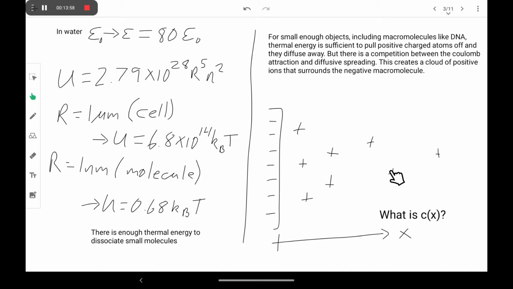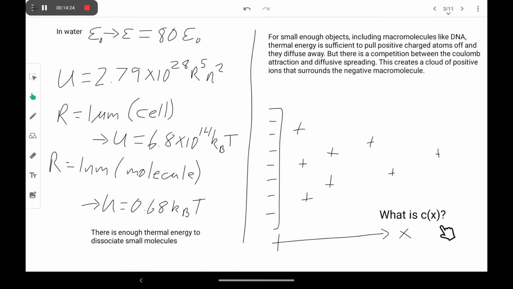So why don't they just collapse back onto it? It's because the thermal energy is, again, sufficient. It's about the same amount. So though there's an energy that's wanting to bring these back, there's also an energy that's letting these things diffuse. What you end up having is a concentration profile that is due to a competition between diffusing around and being sucked in.